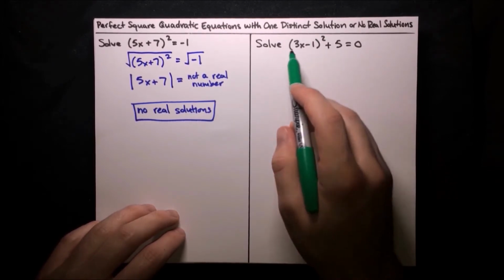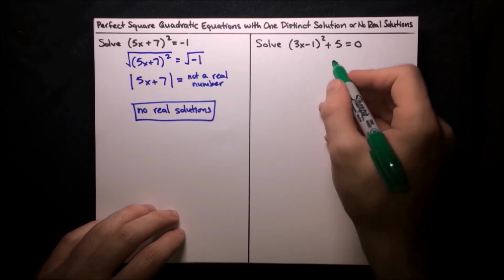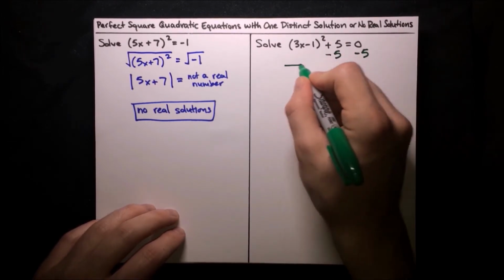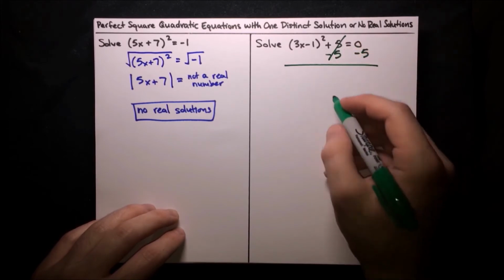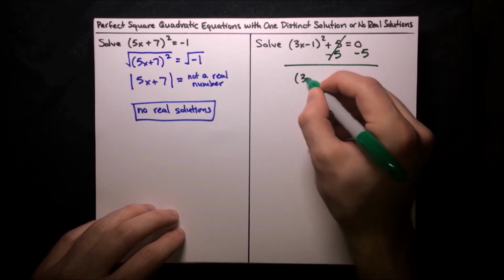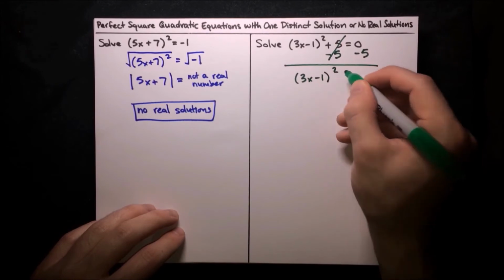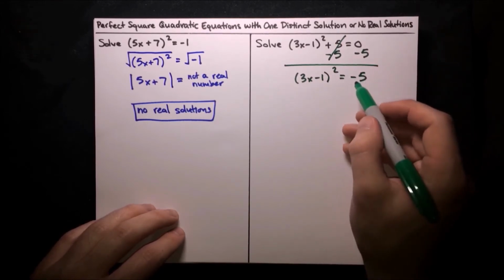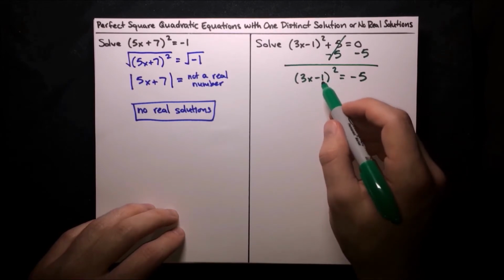So that way all we have is a squared quantity on the left-hand side. So let's go ahead and do that. Minus 5 on both sides. That way, that will cancel out that minus 5 there, and then we'll just have 3x minus 1 squared is equal to 0 minus 5, so just negative 5. And that's something that we know how to work with.